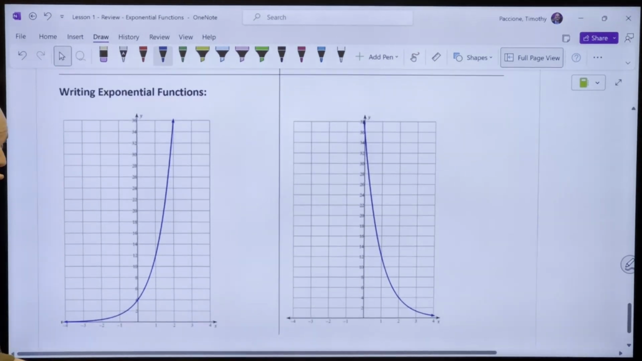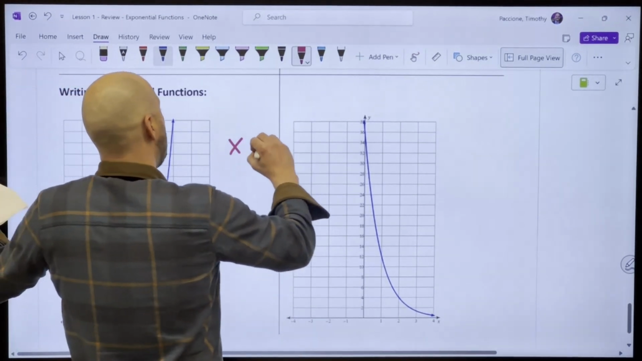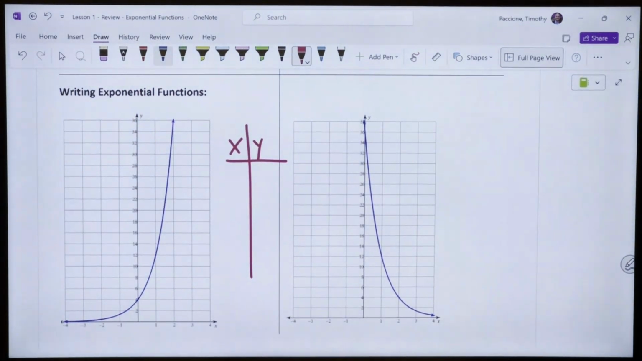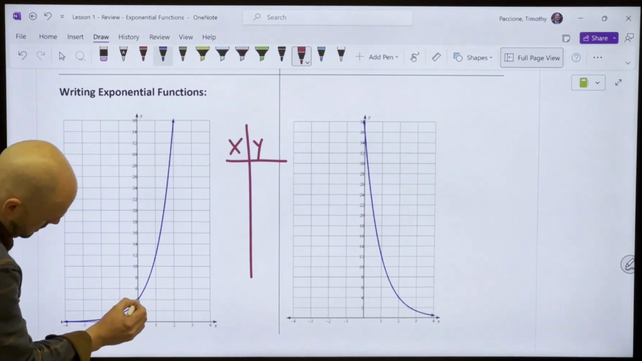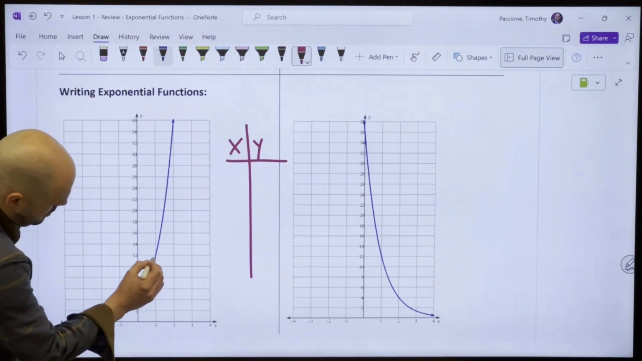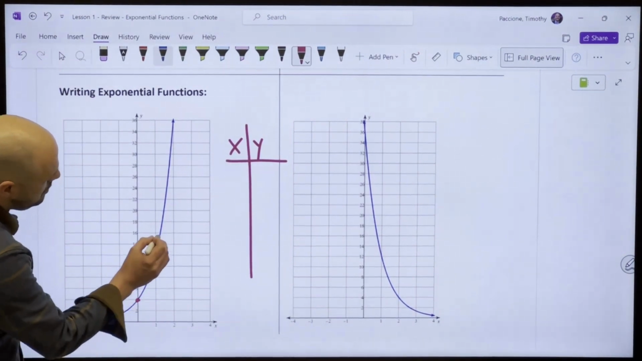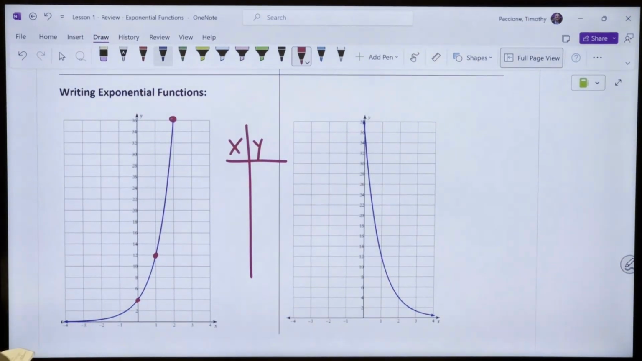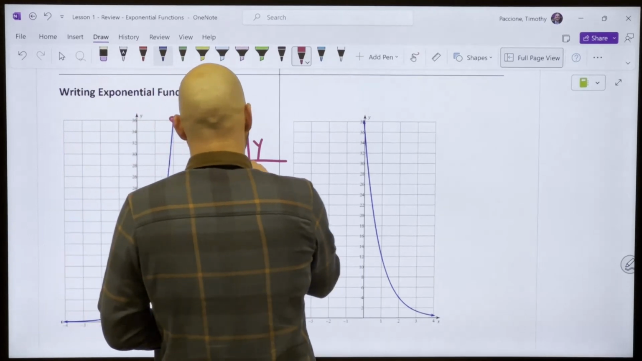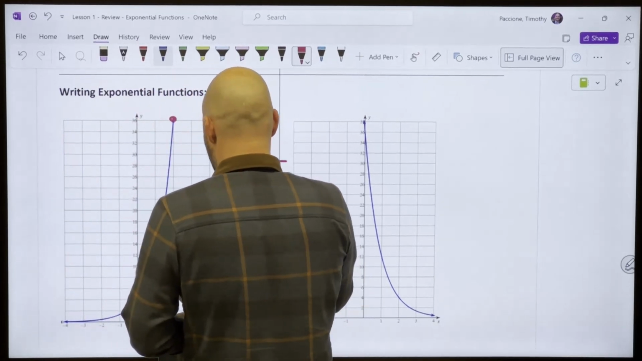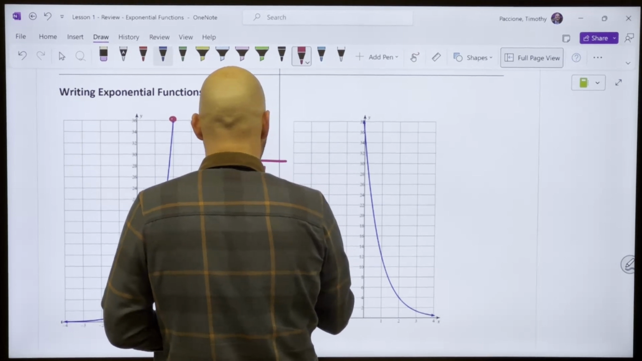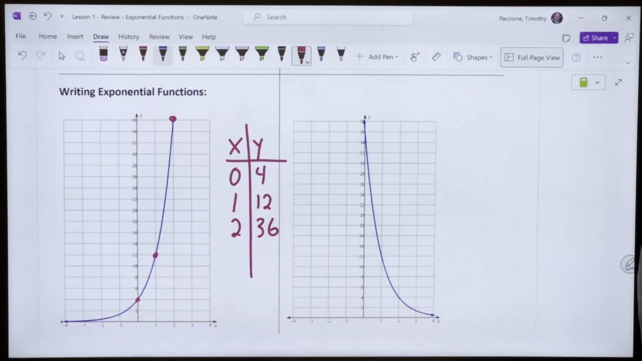Now, if I'm writing, again, x, y table, this time you pull points right from the graph. So you look and you say, well, there's my starting point. There's the next point. There's the next point. Let me pull them out and see what they look like. So that's 0, 4, 1, 12, 2, 36. Okay? Now it's on you to write the exponential function.